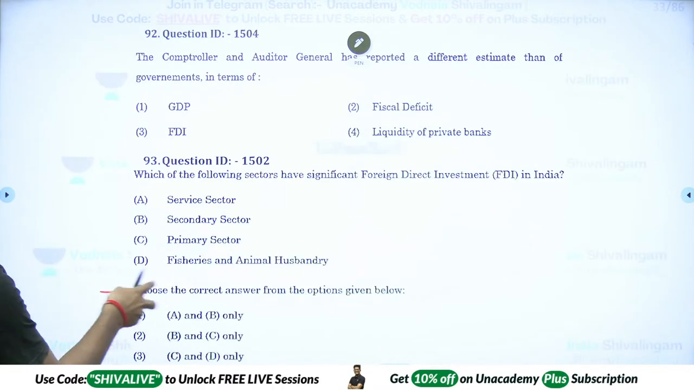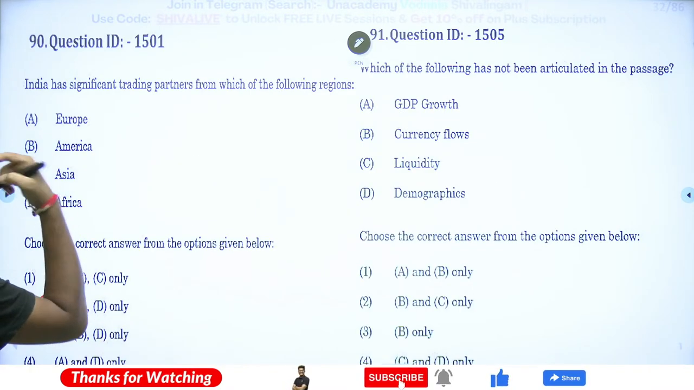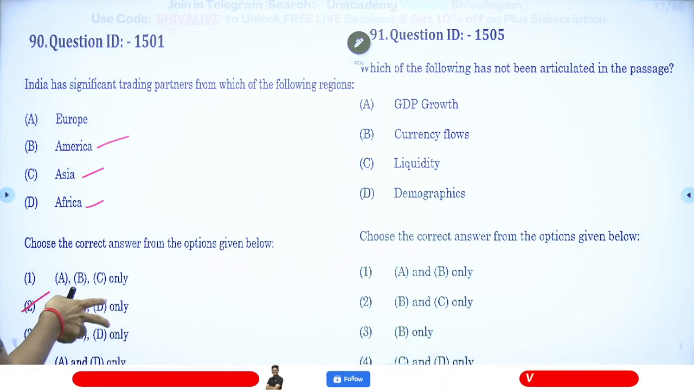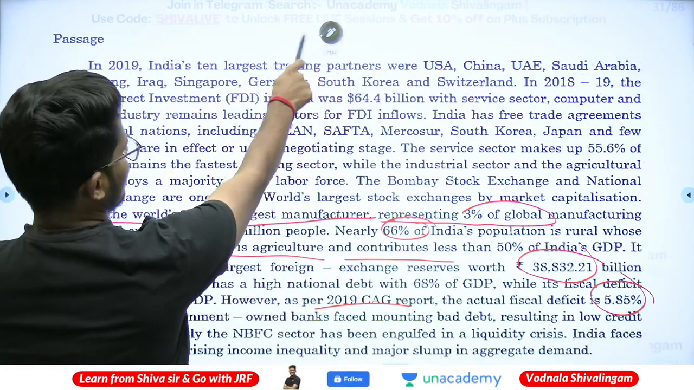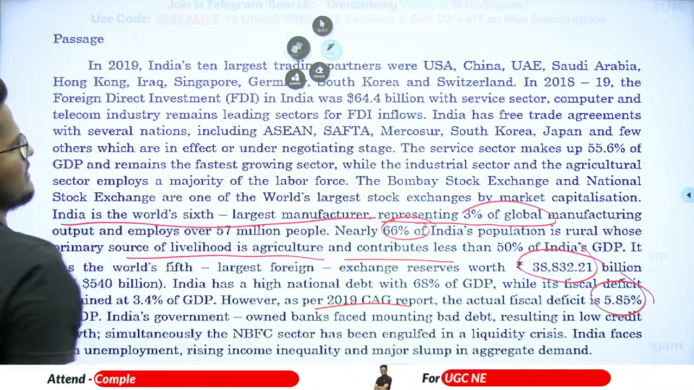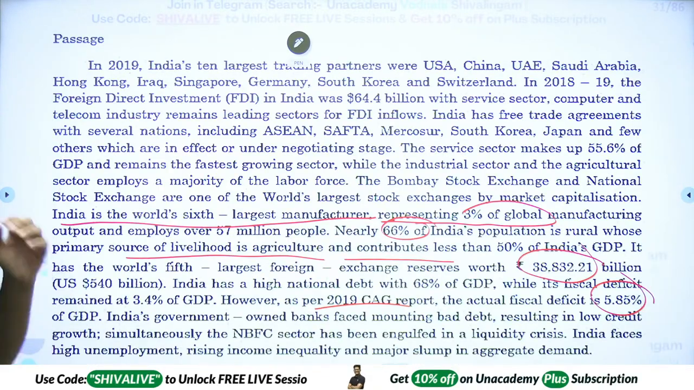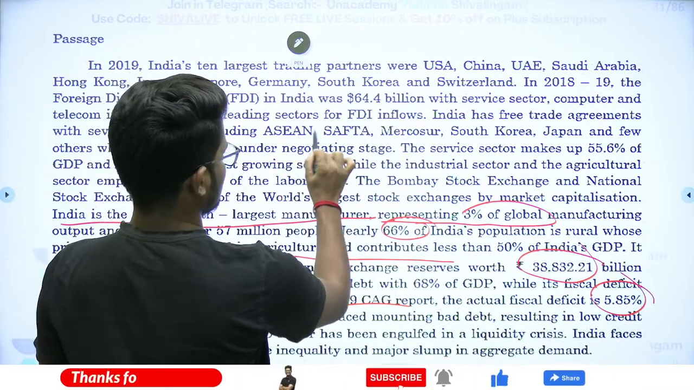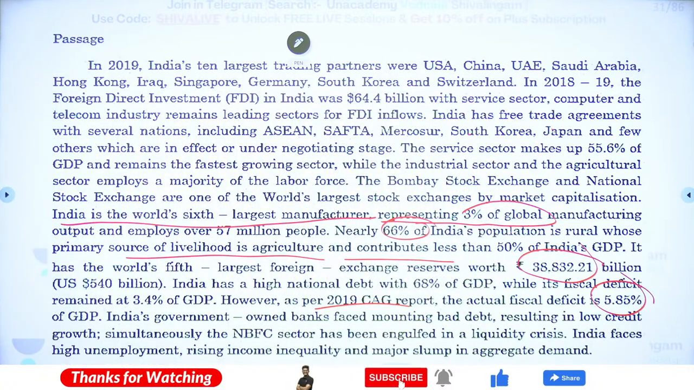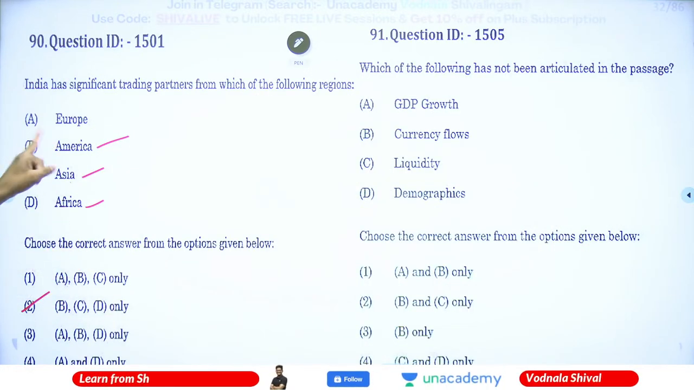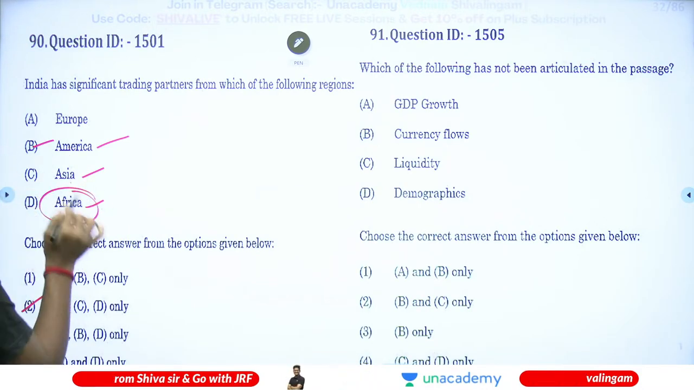The given answer is B, and we challenged this question, but the answer was not changed. The options are America, Asia, Africa, but in the passage there is no mention of Africa. If you carefully observe, there are a total of 10 trading partners. America is there, Asia is there, but Africa is not there. Here ASEAN, SAFTA, Mercosur, South Korea, Japan are there. America and Asia are covered, but Africa is not covered. Still, they gave us that answer.